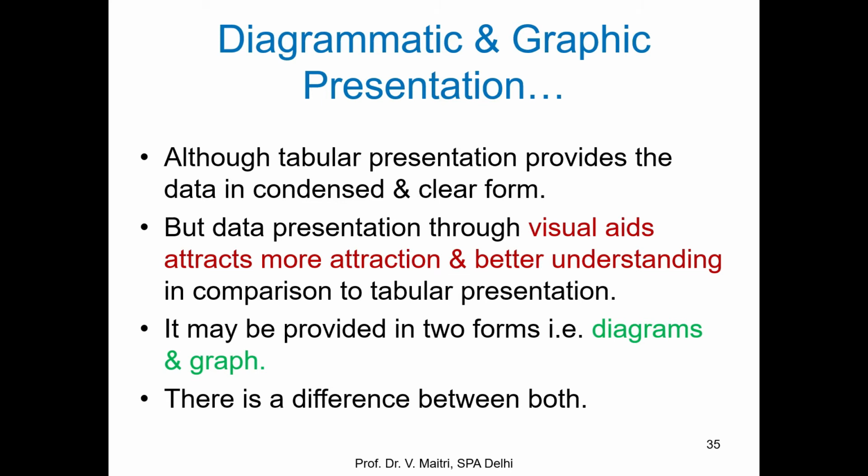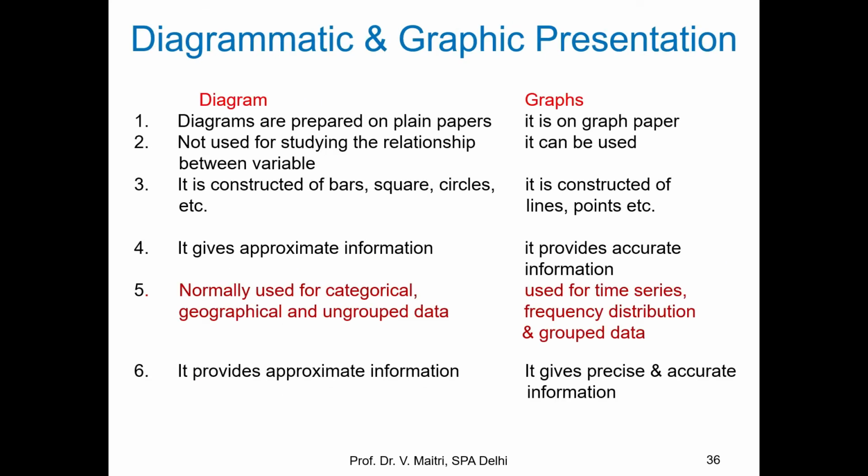Now there is a difference between the two. What is the difference between diagram and graph? Diagrams are prepared on plain paper and graphs are prepared on graph paper. Mind it, a diagram cannot be used for studying the relationship between variables, but with a graph we can. How? I will show you in further slides. A diagram can be constructed by bar, square, circle, etc. But a graph is constructed of lines and points. A diagram gives approximate information, but a graph gives accurate, complete information.